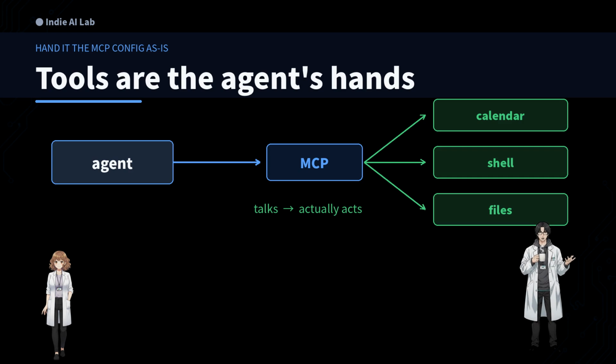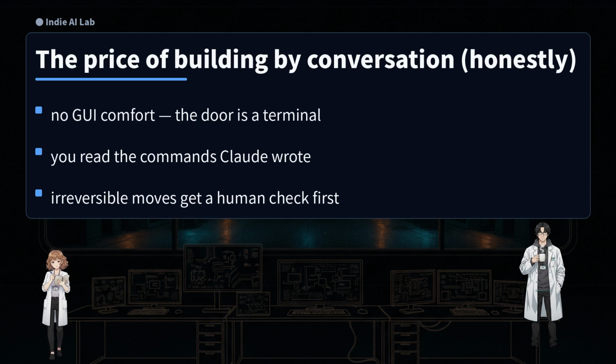So for us, the moves you can't take back, delete, send, publish, a human looks before they run. We keep the human gate. The faster the conversation, the more I owe myself a check.